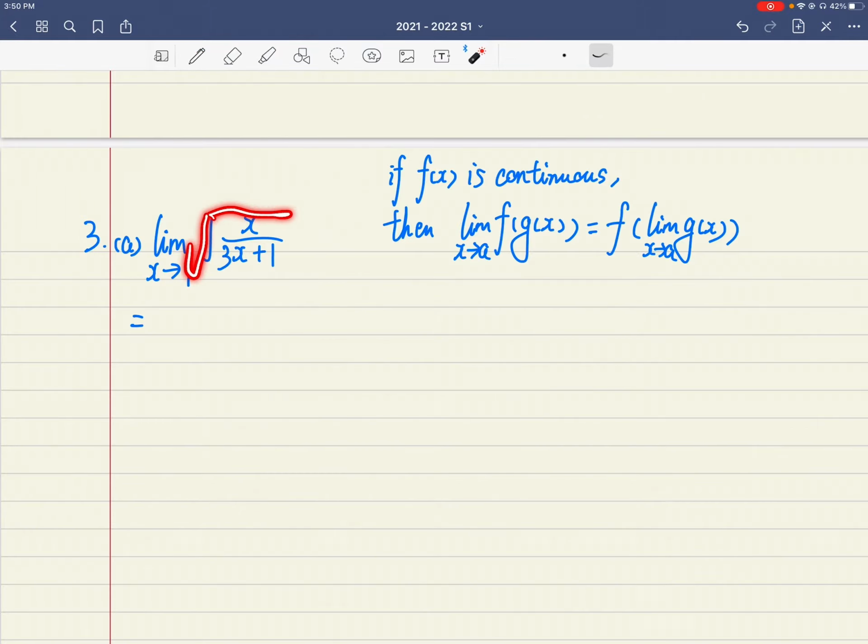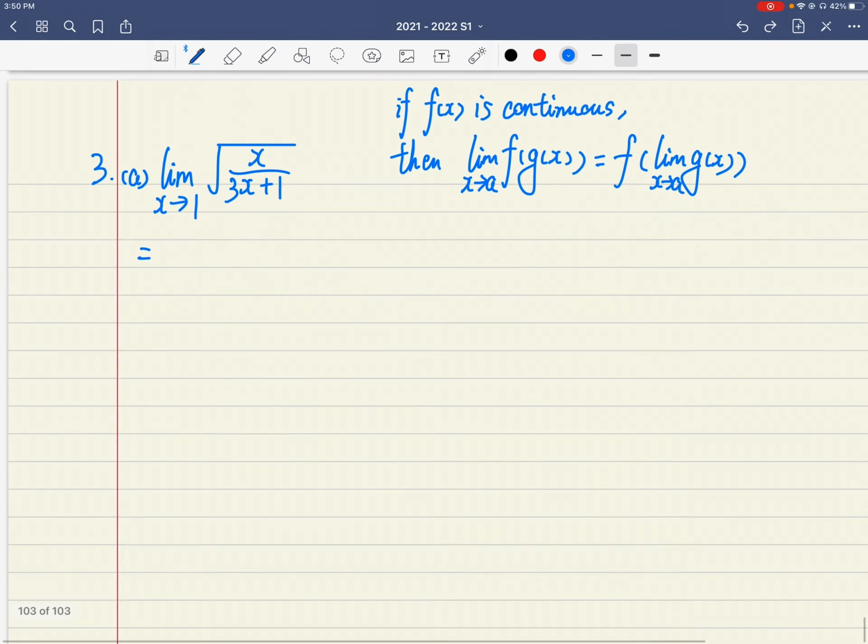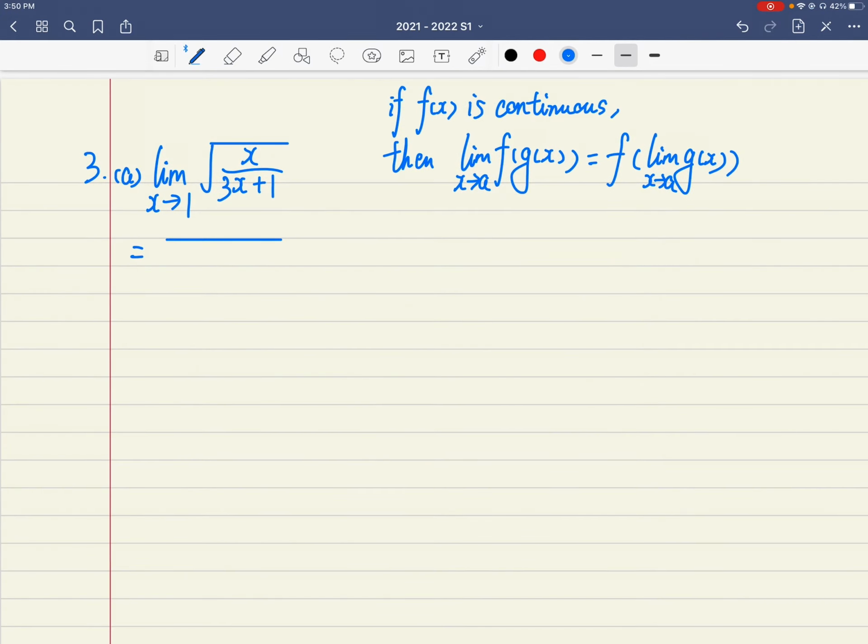Right here, you can see this function, f(x) is the square root of x. This is a continuous function when x is positive, right? So, because when x is near 1 this function is positive, you can rewrite this as the square root of the limit as x is approaching 1 of x over 3x plus 1. Okay, now inside, this is a fraction, it's clearly continuous. So it's just the square root of 1 over 3 times 1 plus 1. So it's half.